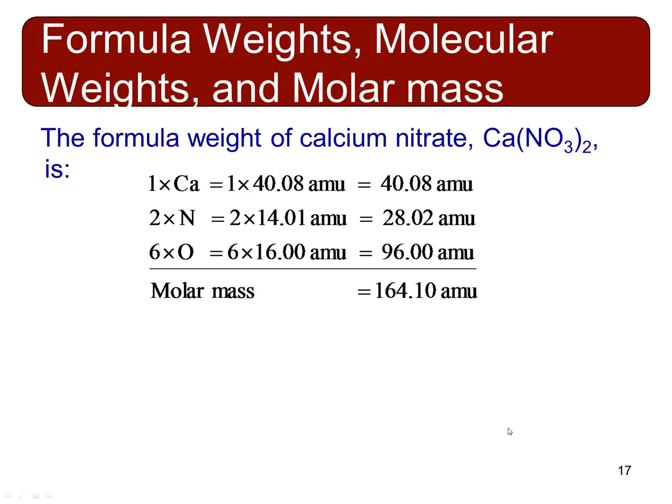Okay, but now we have to look at how many atoms do we have. So like I said, this is really as difficult as it gets. Okay, for our calcium, we only have 1. It's understood that we just have a 1 there as a subscript for calcium. Okay, so we have 40.08 was on the periodic table.